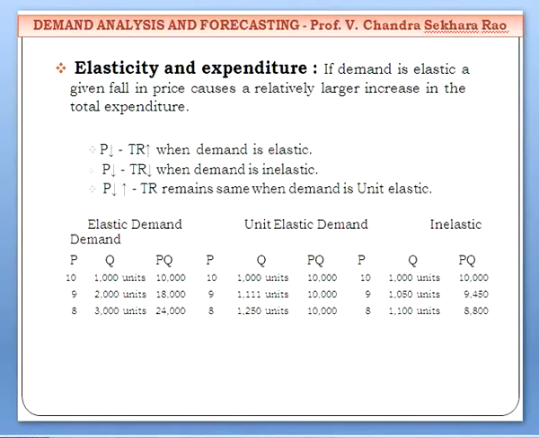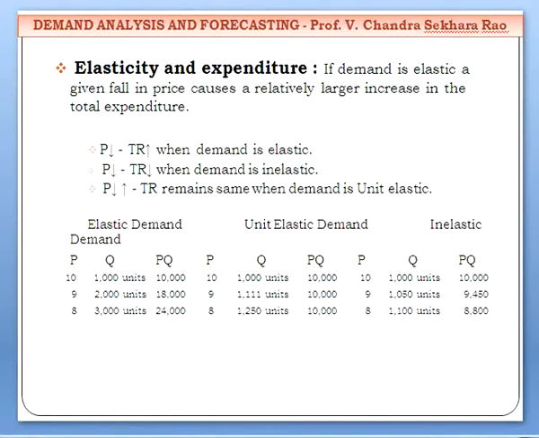When price declines, total revenue increases when demand is elastic, and when price declines, total revenue decreases when demand is inelastic, and when price increases or decreases, total revenue remains the same. That is the case of unit elastic, and the same is explained in terms of numbers like this.